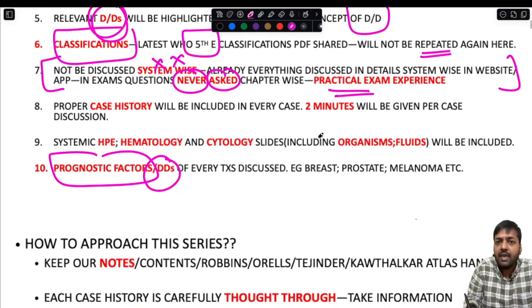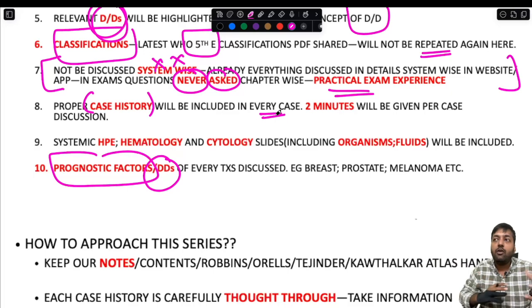Remember this thing. Also, we have included proper case history in every case. Okay, in every case we have given a proper case history, and that case history is going to give you a lot of idea about the case. Again, this is not for rote learning. This is just to give you a practical exposure.